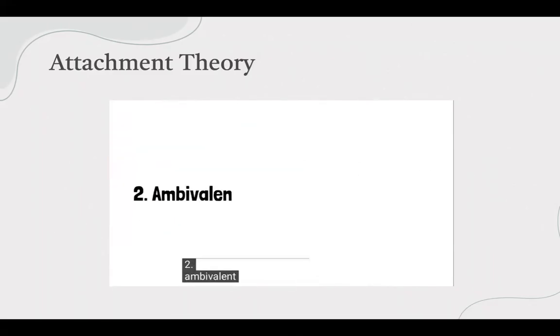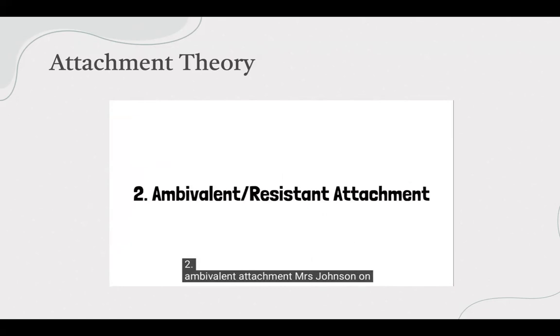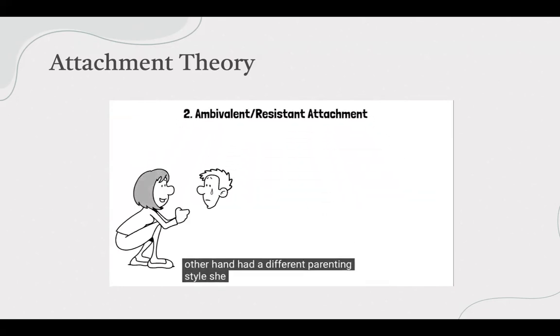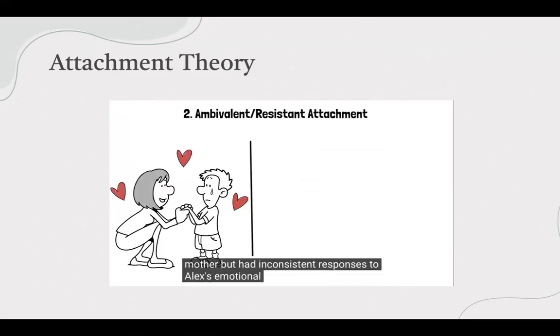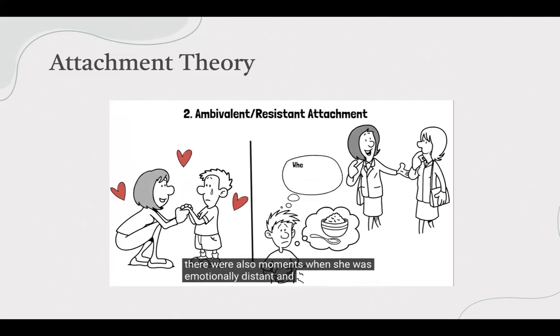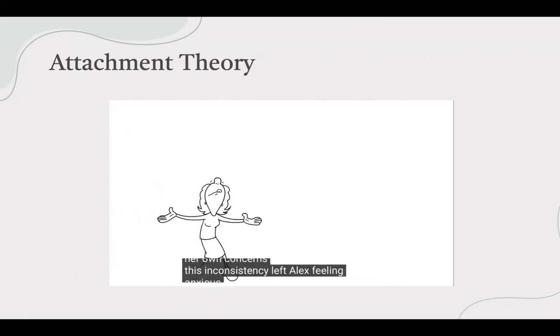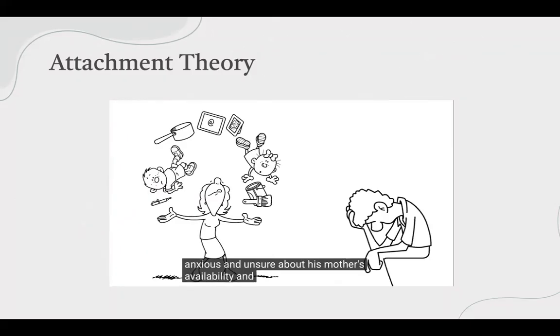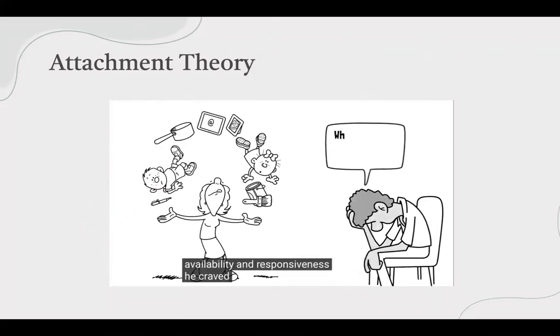2. Ambivalent attachment. Mrs. Johnson, on the other hand, had a different parenting style. She was a loving and affectionate mother, but had inconsistent responses to Alex's emotional needs. There were times when she would shower him with affection and attention, but there were also moments when she was emotionally distant and preoccupied with her own concerns. This inconsistency left Alex feeling anxious and unsure about his mother's availability and responsiveness. He craved her attention and love, but was unsure when he would receive it. As a result, Alex developed an ambivalent, resistant attachment style.